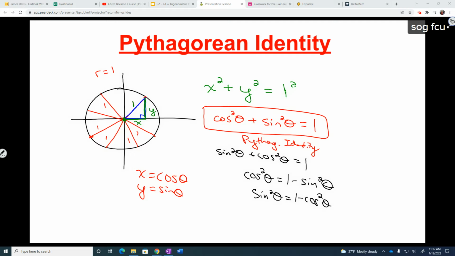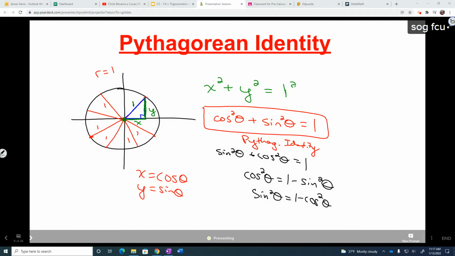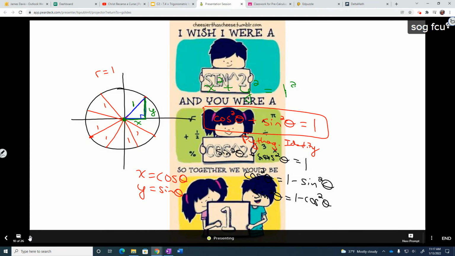So there's a bunch of different ways that you can write this identity. This is true, this is true. When we're doing these, we're going to sometimes need to rearrange these equations a little bit to make them fit whatever we want them to fit. So that is called the Pythagorean identity. Now there's also a couple other ones.